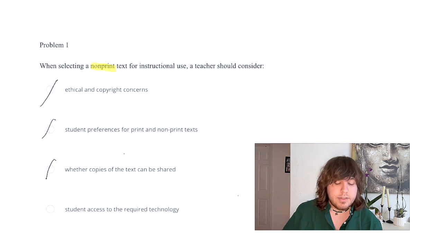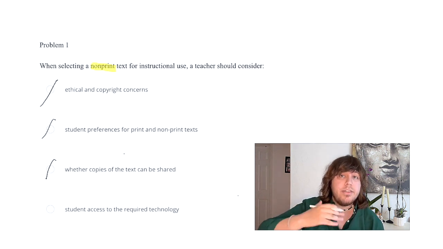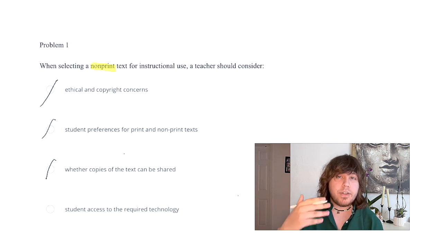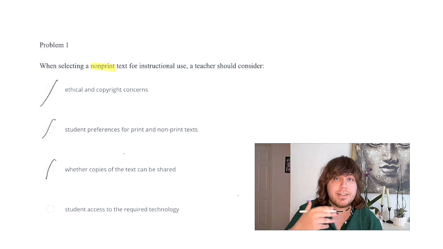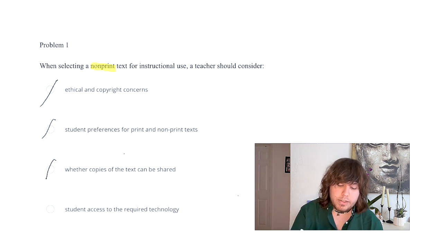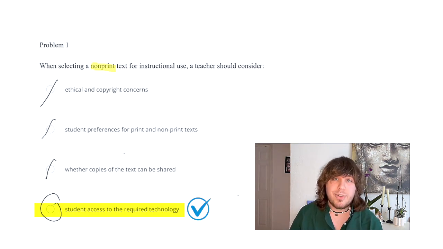And finally, D says student access to the required technology. You have to consider whether or not your students can access a digital resource on the internet. Do you have computers? Do you have laptops or tablets? You have to consider accessibility. And that's why D is our answer choice.